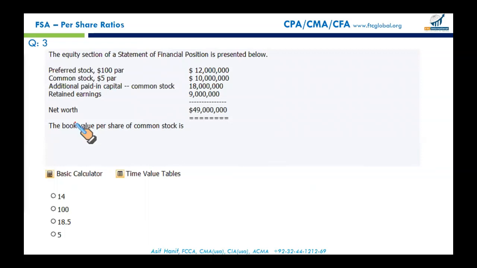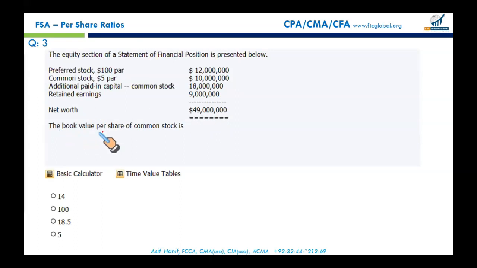So here we go. The equity section of the statement of financial position is presented below. The preferred stock, common stock, additional paid-in capital, also called the share premium or additional contributed capital, retained earnings, the net worth is 49 million. Net worth, also called the residual interest, is total assets minus total liabilities, or simply equity.